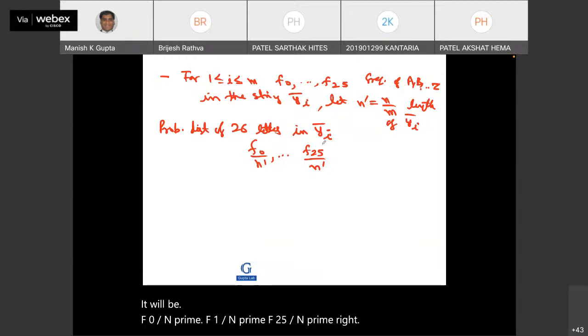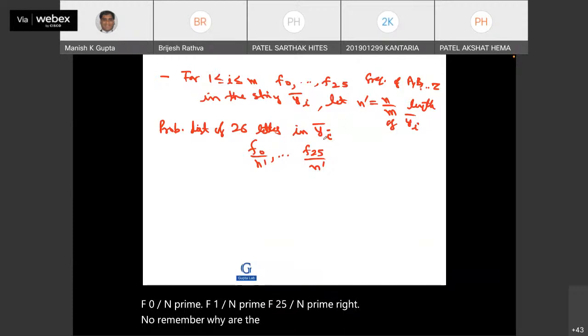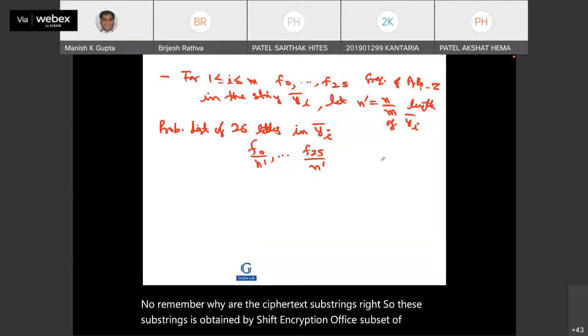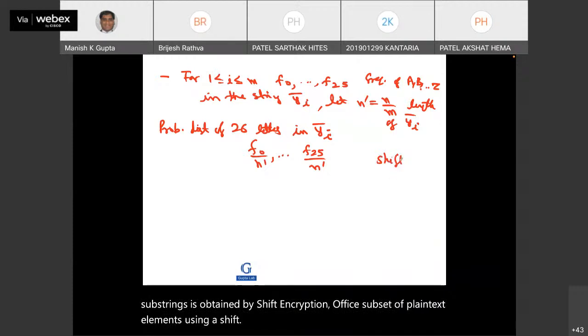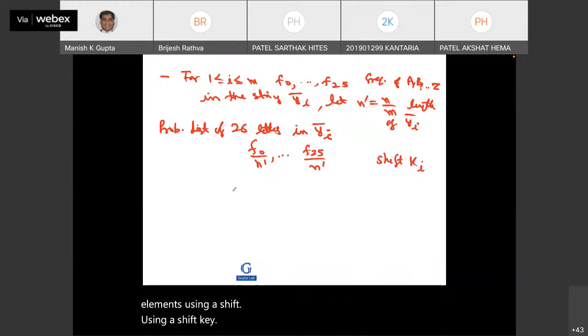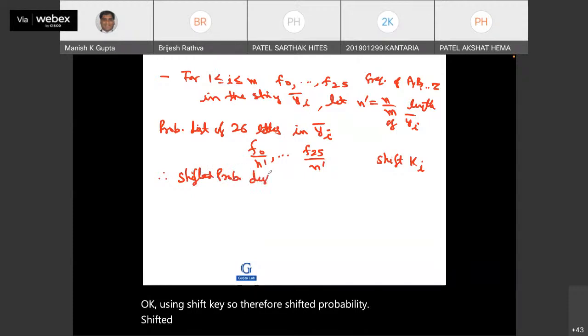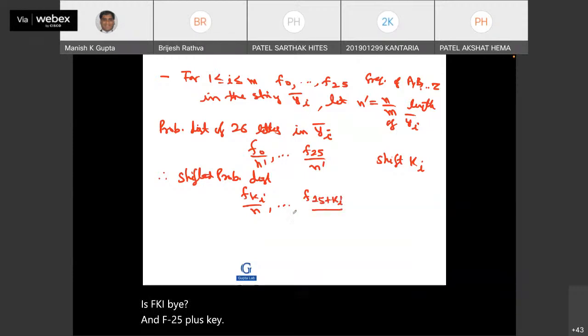Now remember, the yi are the ciphertext substrings, right? These substrings are obtained by shift encryption of a subset of plaintext elements using a shift ki. So therefore, the shifted probability distribution is f_ki/n′, up to f_(25+ki)/n′. All these subscripts are modulo 26.